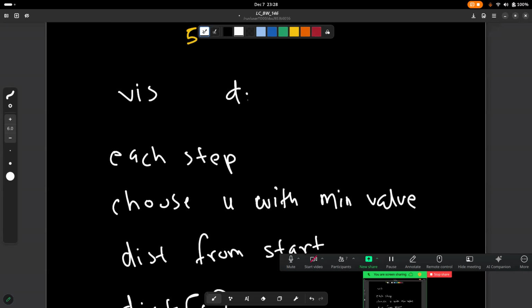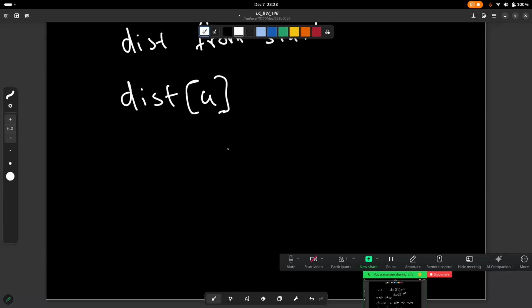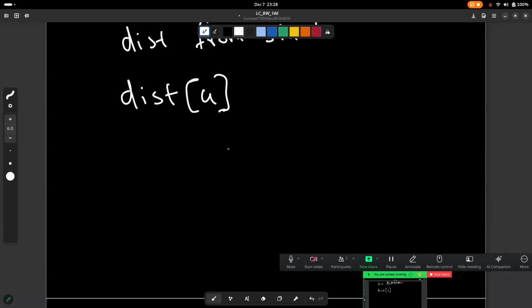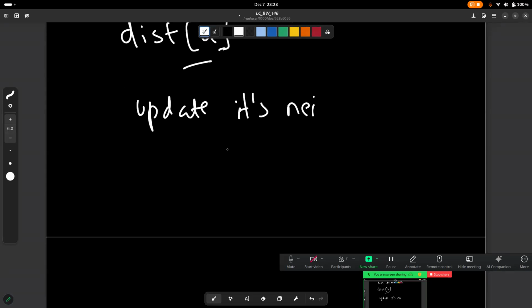Initially, your distance of the start node, that is in our case n, is 0, and distance of all other nodes is infinity. We just set it to some large number. And so we take this node, update its neighbors, and then just continue this process until all the nodes are marked in a certain sense.